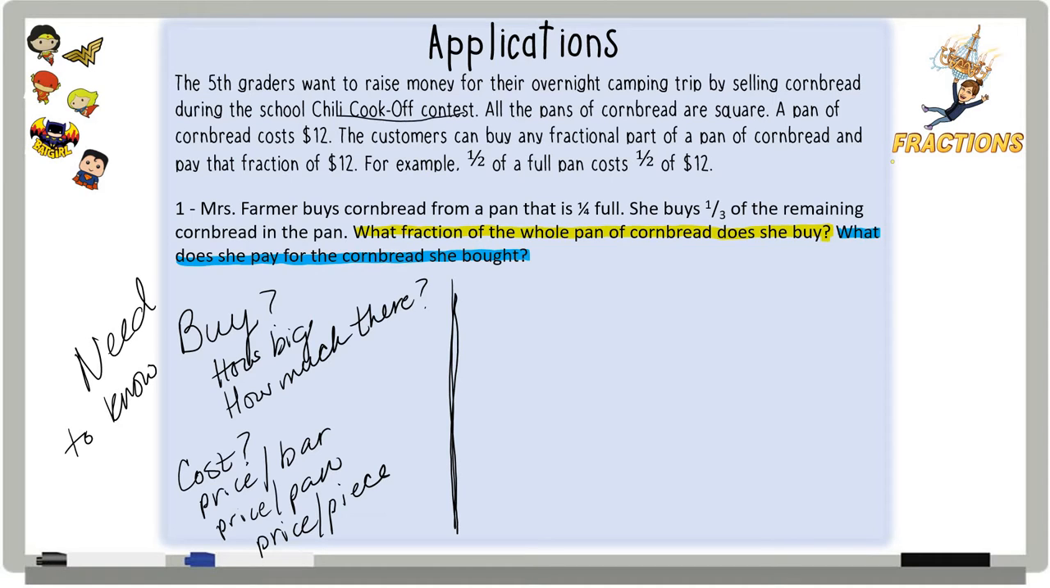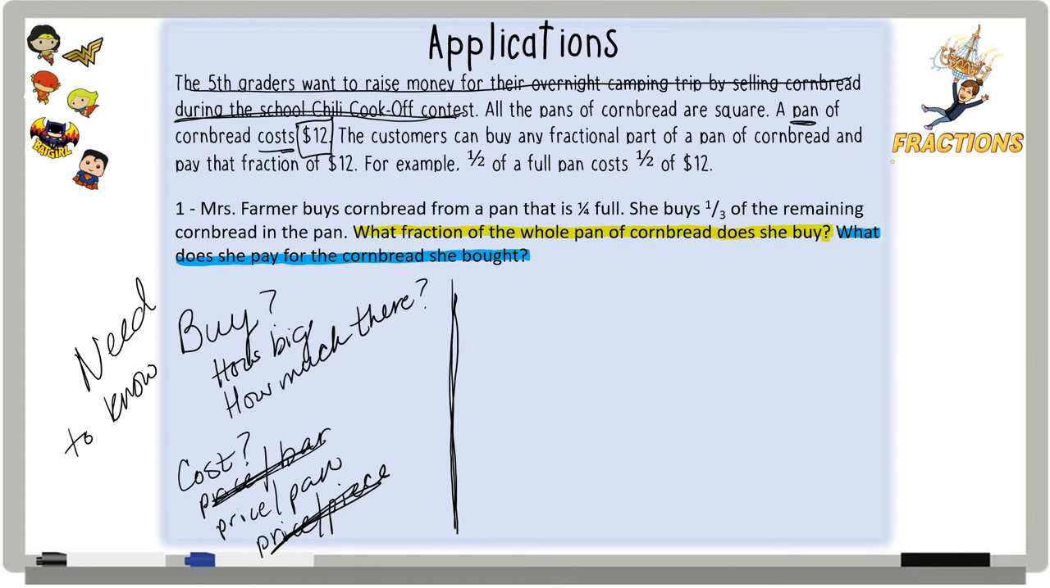No. Since it's not, and it's really just setting up the problem for us, we can just cross it out. So we can eliminate some of that fluff information. All the pans of cornbread are square. That might be important. A pan of cornbread costs $12. Well, there we go, right there. Costs $12. And it's by the pan. So I have the price per pan.